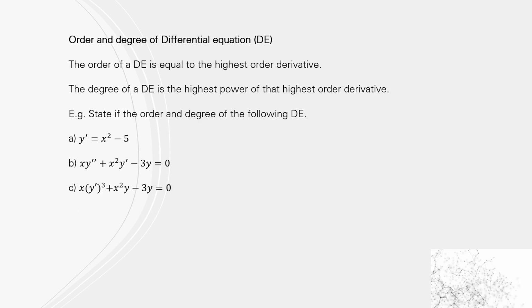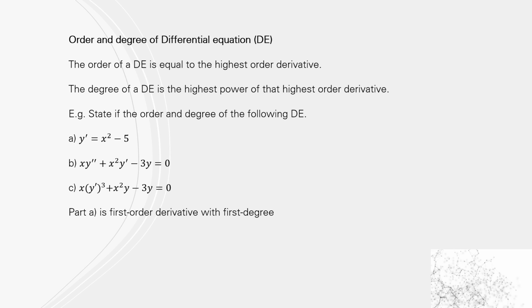So when we talk about the order and degree of a differential equation, the order is the highest order that the derivative has, and the degree is a bit like our polynomials. So it's the highest power of the highest order derivative. So we're going to state the order and degree of the following differential equations for those examples. So the first two are the same. I've just replaced the third one with one that's actually a differential equation.